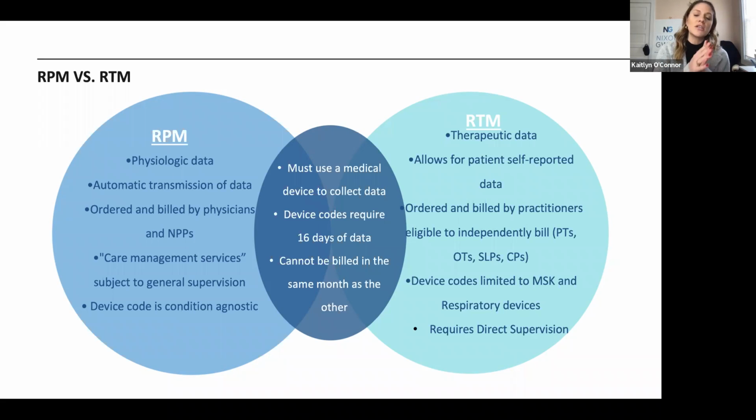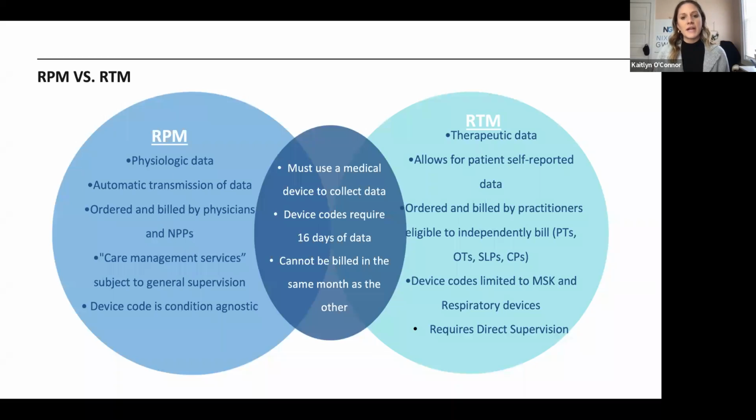And then finally, I'll touch on a couple of the similarities between RPM and RTM. Again, these are questions that we get quite a bit. First and foremost, RTM does require a medical device, just like RPM. So even though you can collect patient self-reported data, it has to be done through a medical device. And we'll talk in a minute about software functions that might meet that requirement. The device codes do still require 16 days of data.